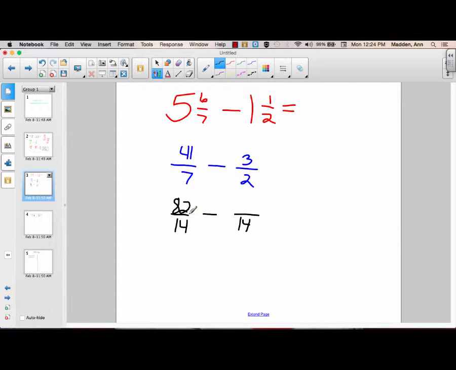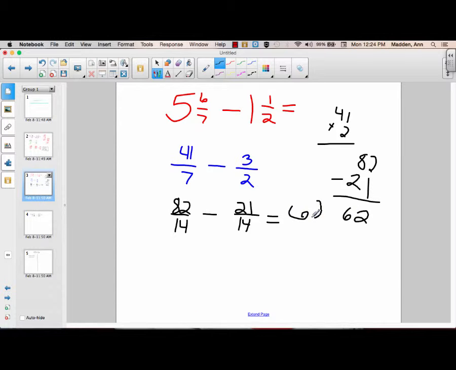If you can't do that in your head, you'd have to multiply it off to the side. How did I get from 2 to 14? Times 7. So 3 times 7 is 21. And now I can subtract. 82 minus 21 gets me 62 over 14.